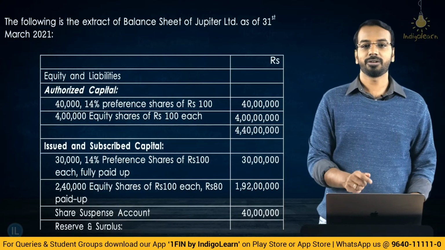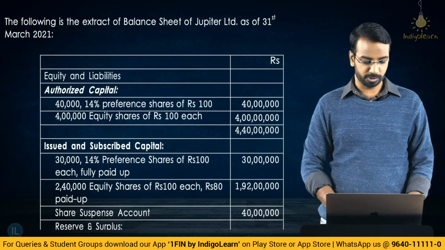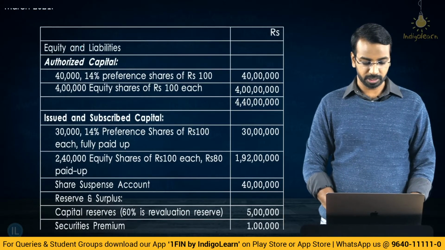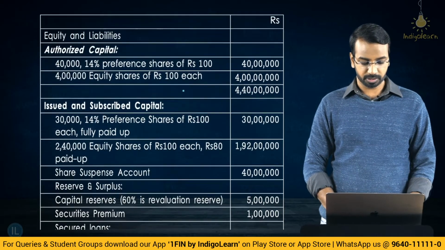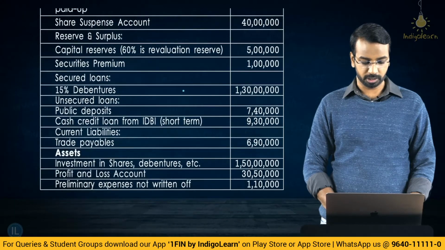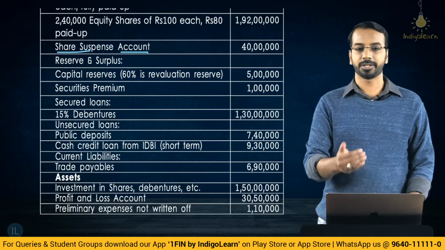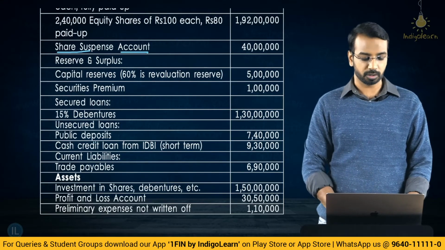Let's have a look at a question on managerial remuneration from RTP May 22. The following is the extract of balance sheet of Jupiter Limited as on 31st March. Okay, right. So they have given equity and liabilities, authorized capital, preference shares, equity issued, subscribed capital. All of those details are there. Then you have something called as share suspense account. Now, what is the share suspense account? We'll look at the additional information and figure out what it means.